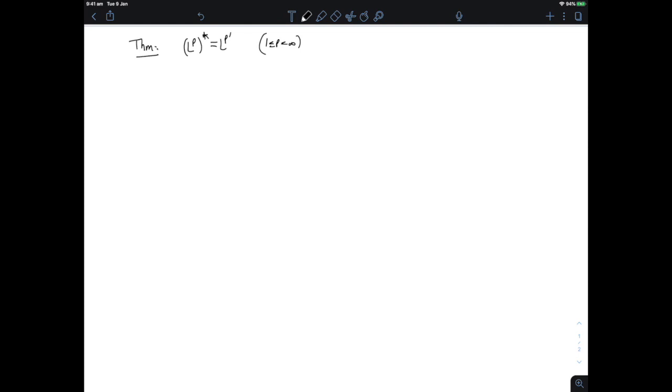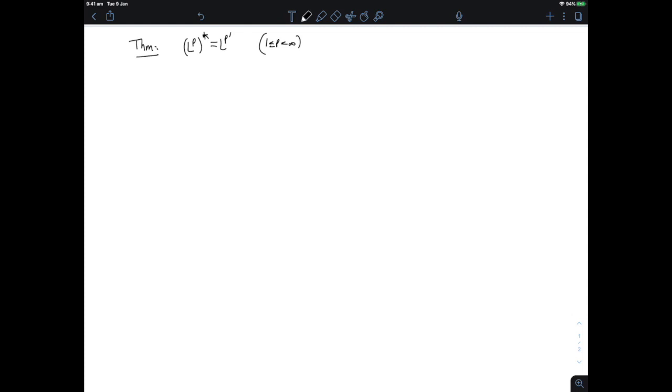So in this video we are going to prove that the dual of L^p is L^p'. Now when I say this, it's not quite clear what I mean, because the dual of L^p is a space of continuous linear maps from L^p to the real numbers, whereas L^p' is a space of p'-integrable functions, or more precisely equivalence classes of functions up to the almost everywhere equality equivalence relation.